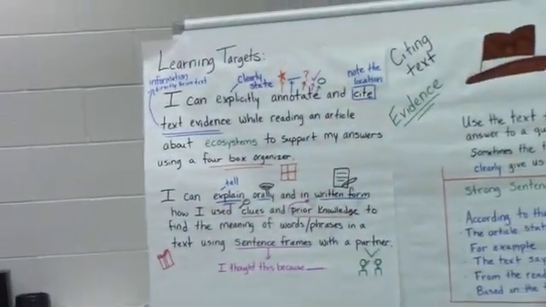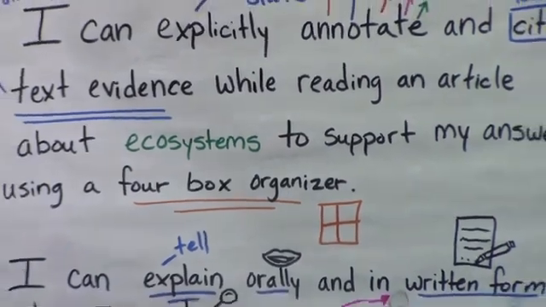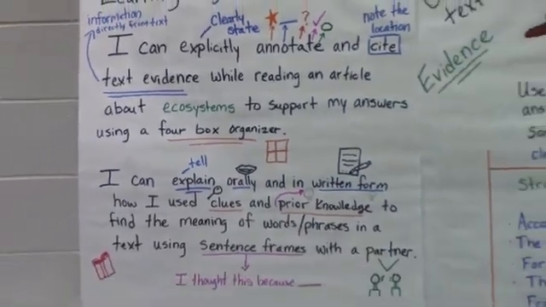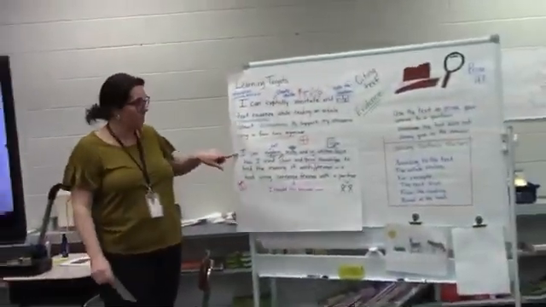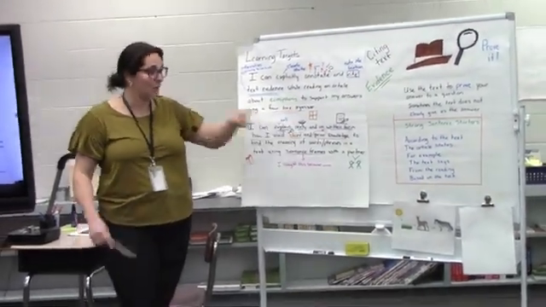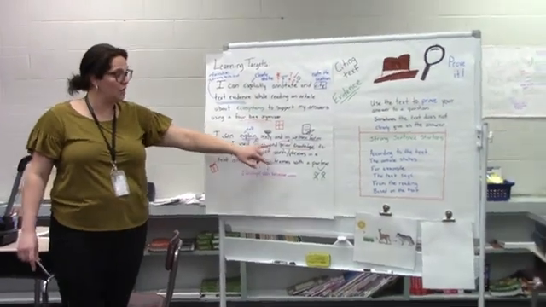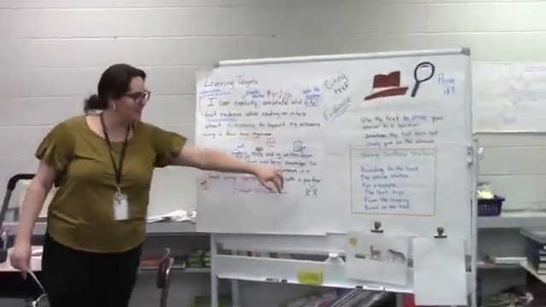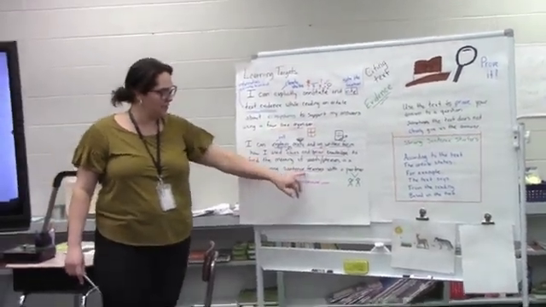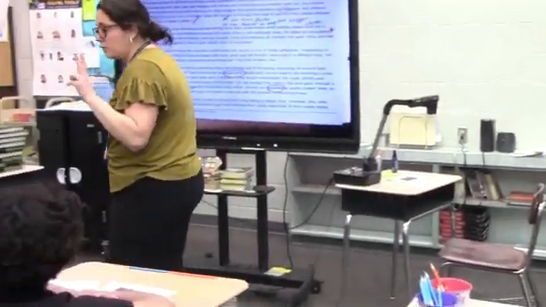So towards the end of class today, you're going to get a 4-box organizer, and you're going to answer those 4 questions using your text evidence, and using what you annotated to help you, all right? All right, let's look at our next learning target. Ready? I can use clues and prior knowledge to figure out the meaning of words and phrases. Okay, good. All right, so we're going to touch on those 2 standards today.